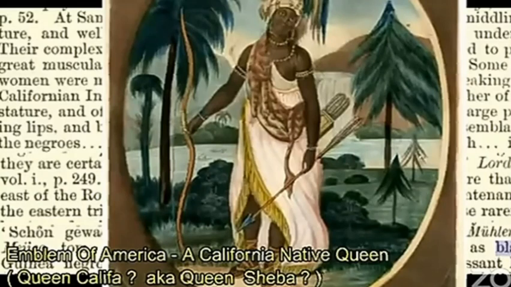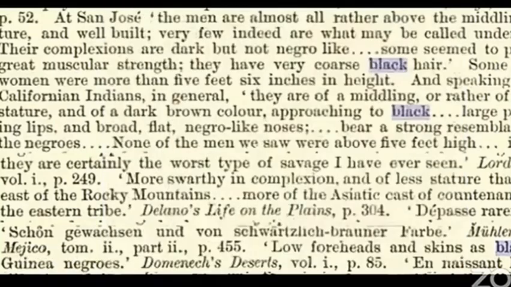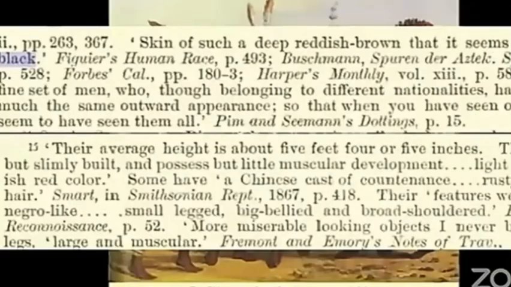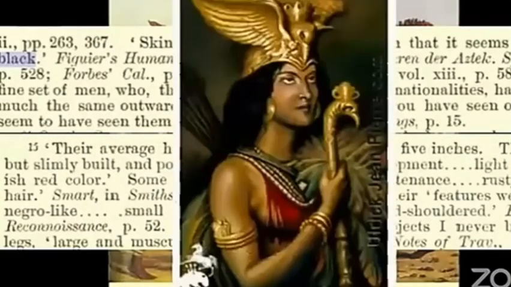Very strong resemblance to the Negroes. A very strong resemblance. It is so-called Negroes. And in the bottom it says, low foreheads and skins, as black as Guinea Negroes. As black as Guinea Negroes. And just a few more sources. It says here, skin of such a deep reddish brown that it seems almost black. It seems almost black to them because it's a deep reddish brown.